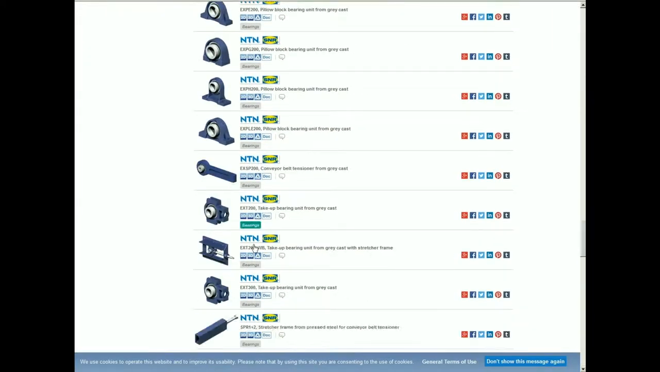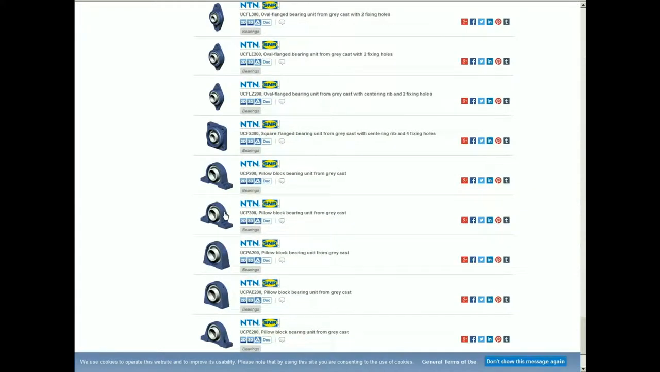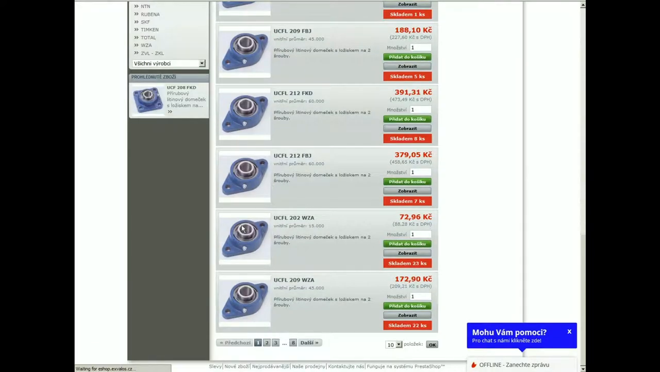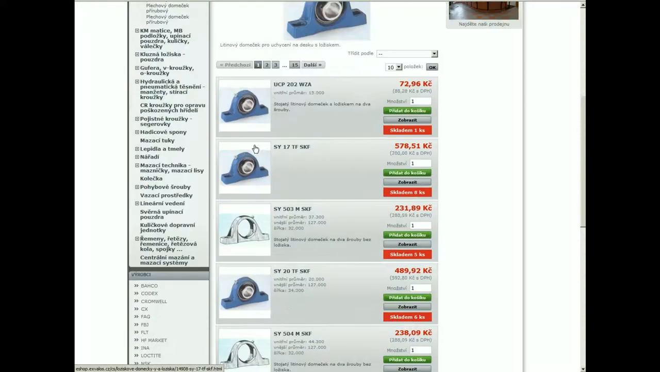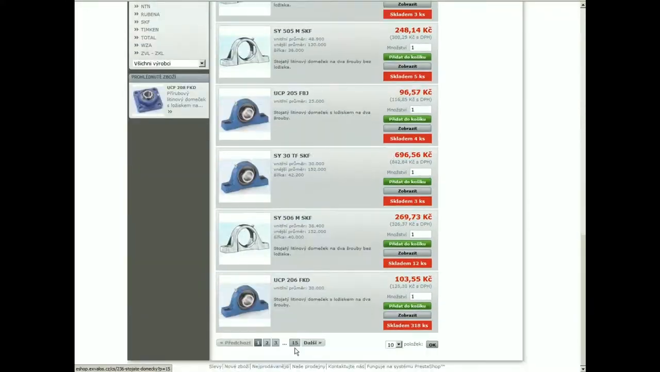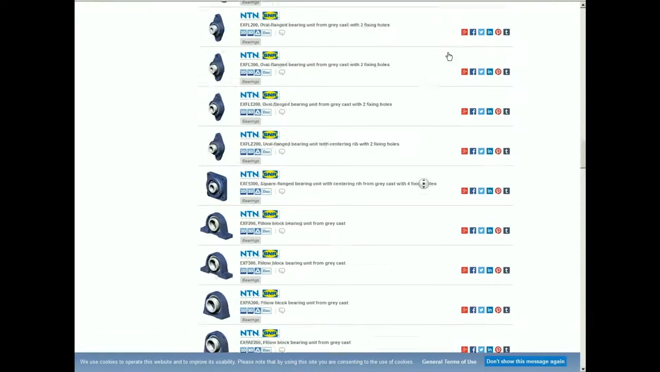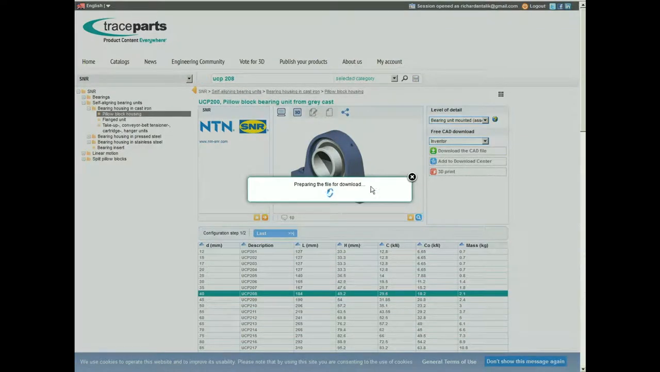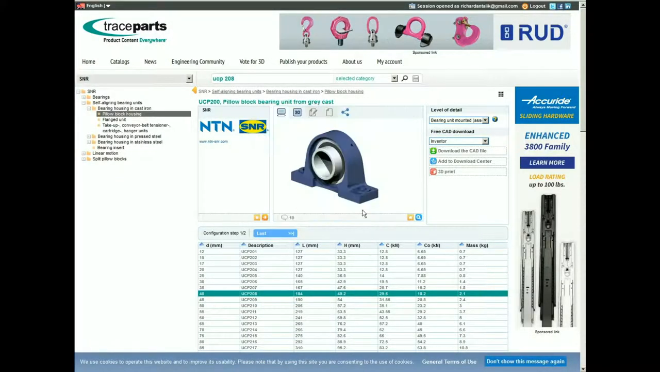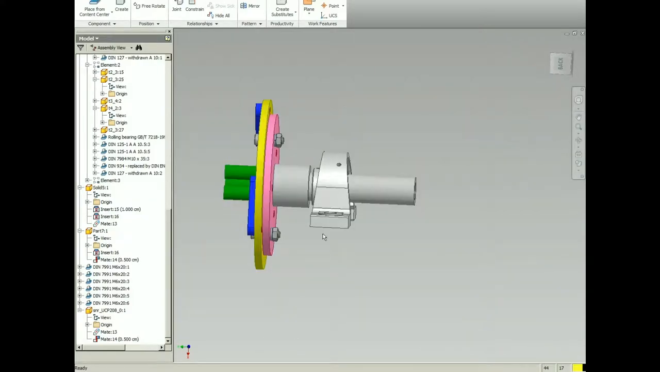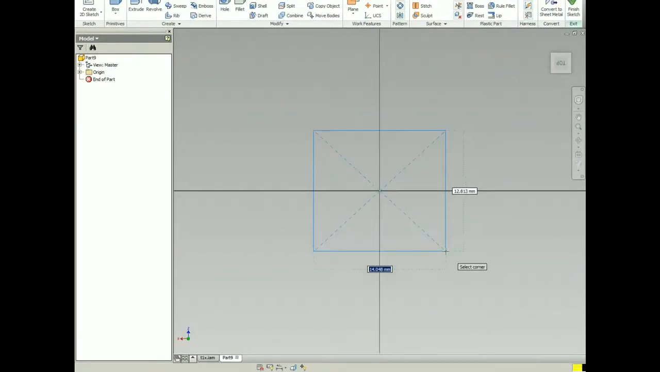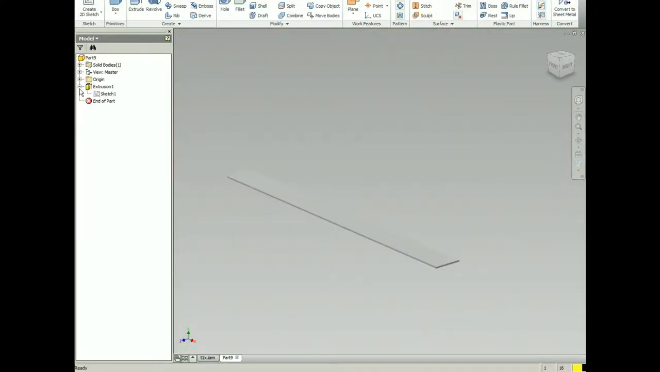Okay, so now I'm thinking that these flange type bearings weren't a very good idea. This one is also not well flanged, but I'm going with this housing type so I can mount it directly on something. Okay, so let me make some board for this stuff.